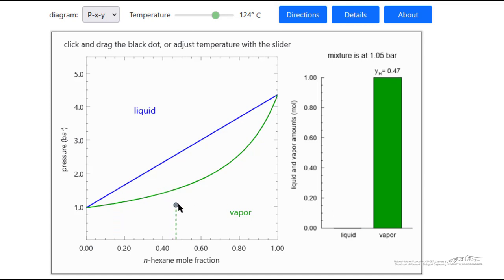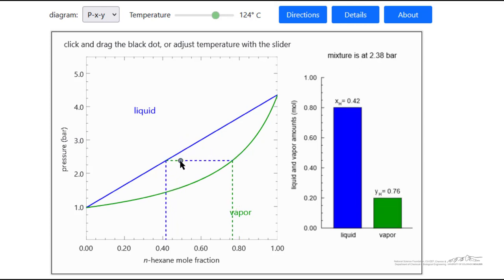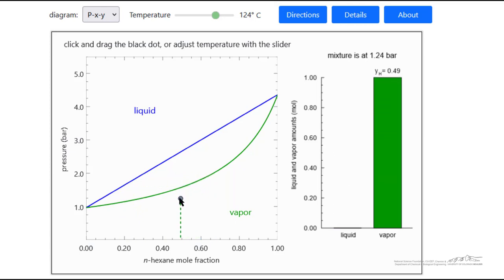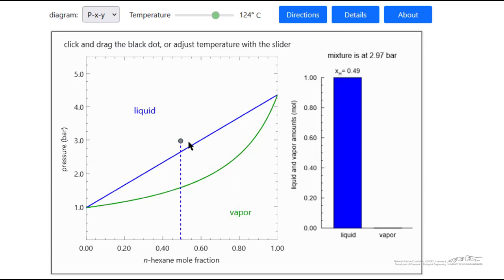I can move this dot anywhere in the diagram. If I hold down the Shift key and move the dot, then I can move at constant pressure on the PXY diagram. If I hold down the Control key, then I can move at constant mole fraction. So I can watch how a system with a fixed overall mole fraction changes as, in this case, I change the pressure at constant temperature.